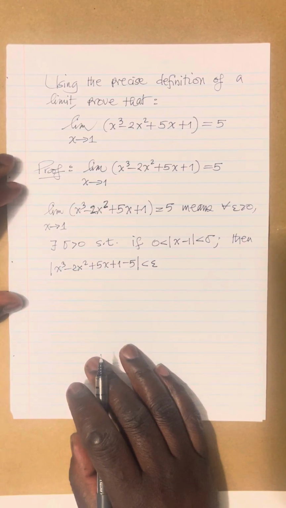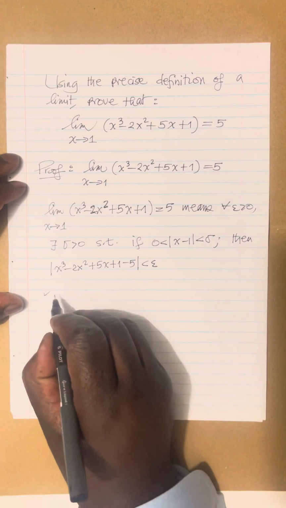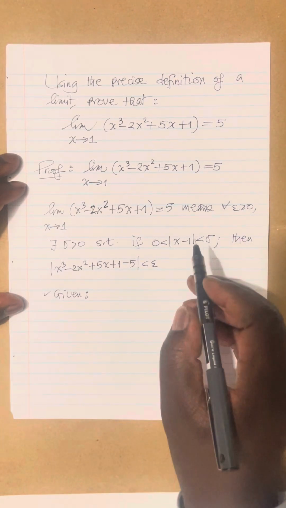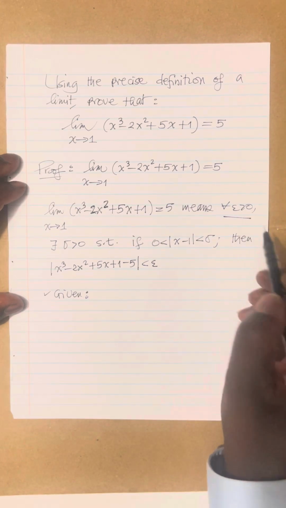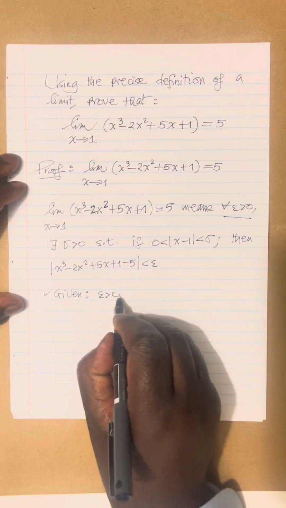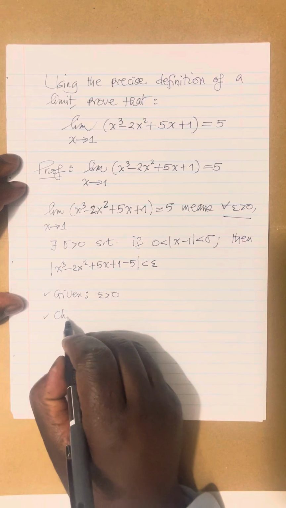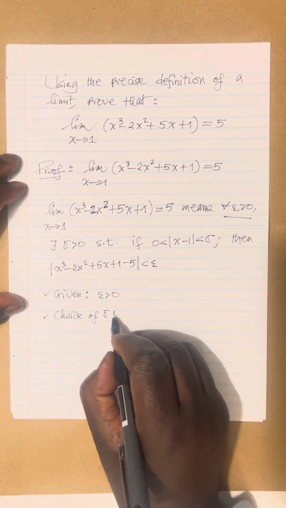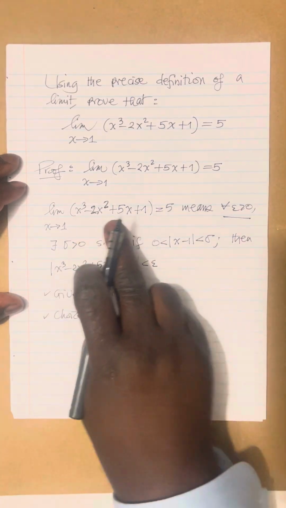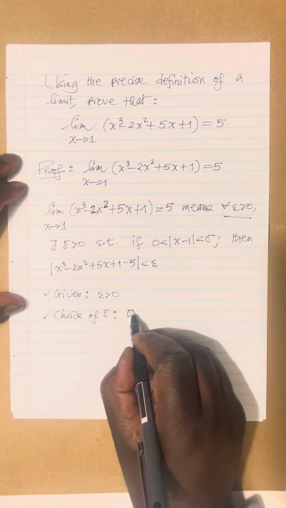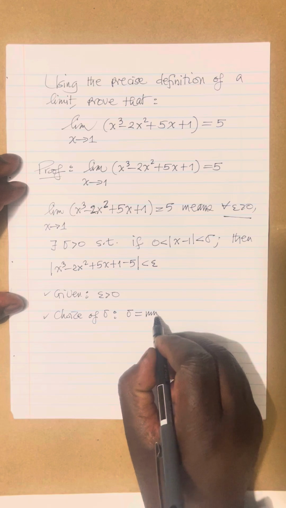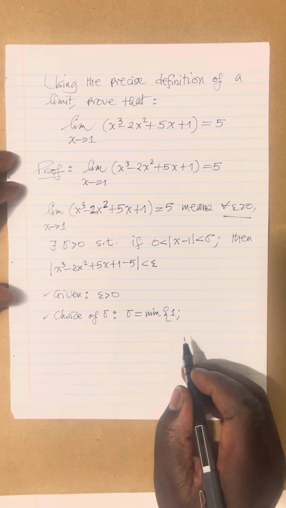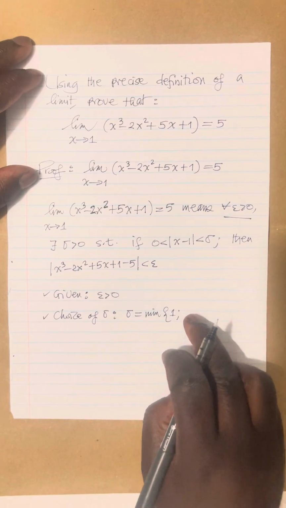Now we're moving on straight to the 4 steps. Step 1, we state what we're given. What are we given? That epsilon is greater than 0. Step number 2, the choice of delta. I told you that if this function here is not a linear function, delta will be a minimum. We want the distance to be within 1, so 1 comma. We're going to choose an expression here in terms of epsilon.